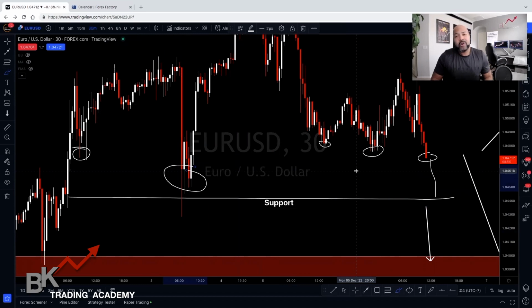So I'm looking for a repeat pattern of this area right here, the possibility of this area. Nine times out of 10, successful traders are examining their charts. They're analyzing their charts before they even put in the trade. We're not forcing the trade.